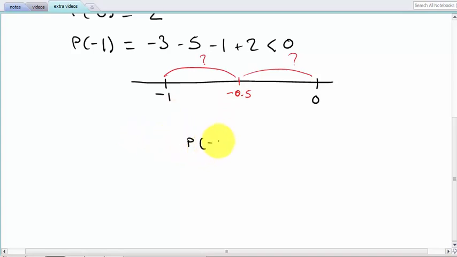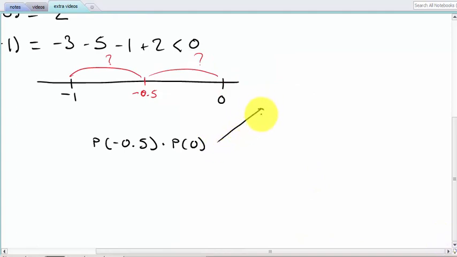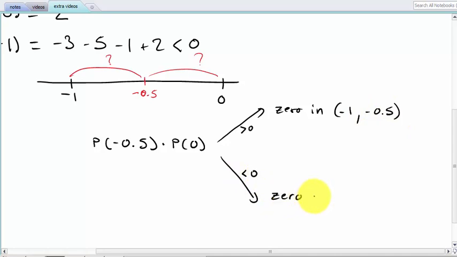You study the sign of the product of p at -0.5 times p at 0. It's okay if you take p at -0.5 times p at -1. I'm just gonna take the right bound all the time. So what can happen right here? Well, two things can happen. This product may be positive, and if it is positive, I know my 0 is not in this one, so it's gonna be in the other, in -1, -0.5. And if it is negative, then I know my 0 will be in -0.5, 0.